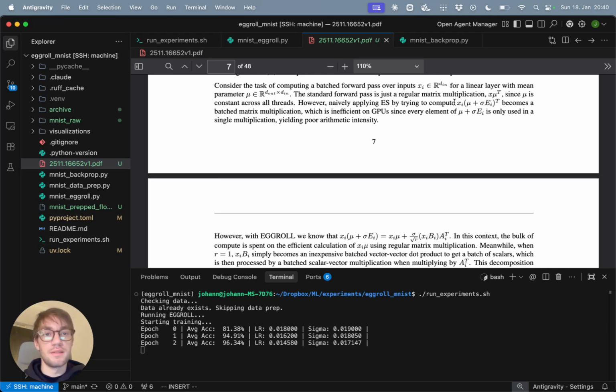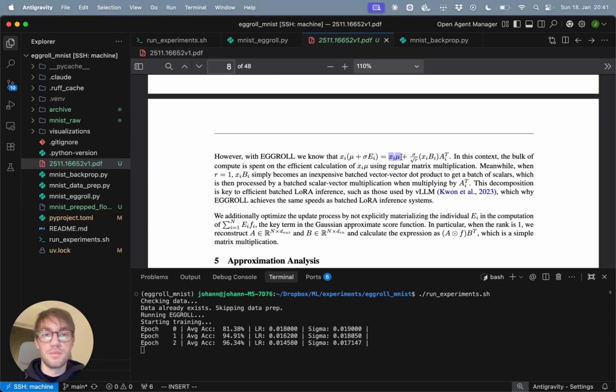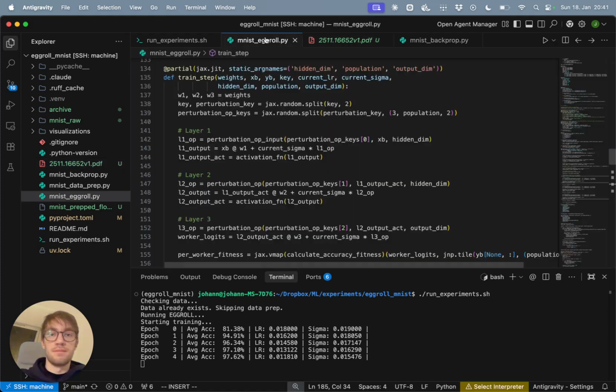But this is very expensive, because it happens over the whole population, which is the number of perturbations, or number of workers. The authors see that this can be split, because now we have only a single matrix multiply on the left, and on the right, with low-rank perturbations, we have these vectors B and A. We don't have to materialize the outer product, because we can just do a vector-vector product with X directly. We get a scalar, and then have a scalar-vector product, and that's exactly what I did in my implementation.